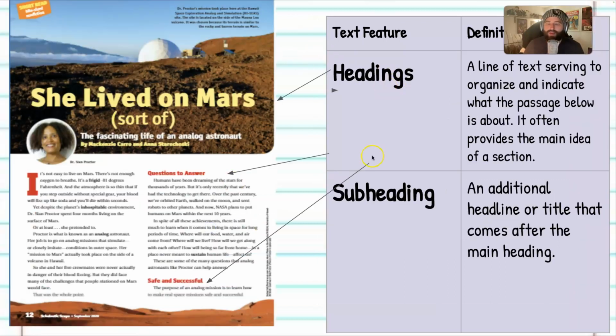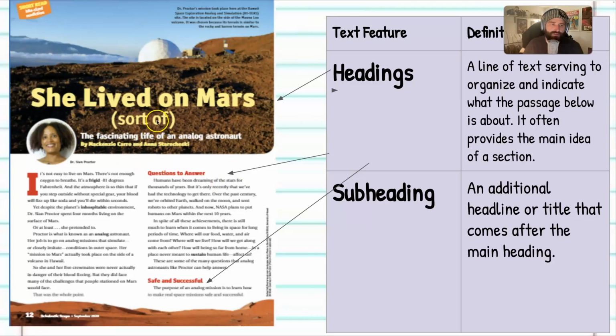Okay, here we have headings and subheadings. A heading is a line of text serving to organize and indicate what the passage below is about. It often provides the main idea of a section. And a subheading is an additional headline or title that comes after the main heading. So usually this right here is a title.